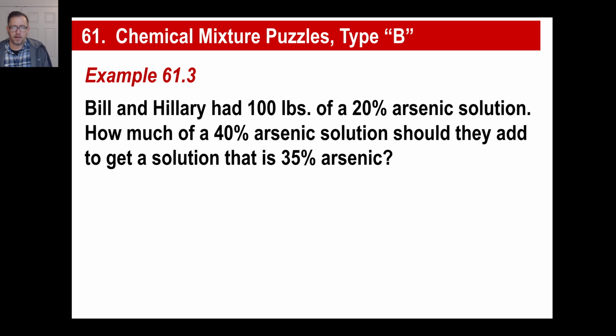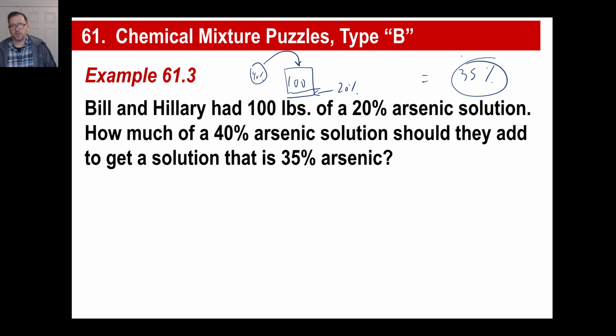Bill and Hillary had 100 pounds of a 20% arsenic solution. How much of a 40% arsenic solution should they add to get a solution that is 35% arsenic? Okay, well, we can draw a little quick picture here, right? They've got 100 pounds of an arsenic solution, and it's 20% arsenic. Now they're going to add something, pour it in there, and that's going to be 40%, and they want to end up with something that's 35%.